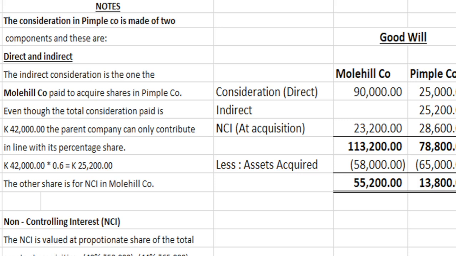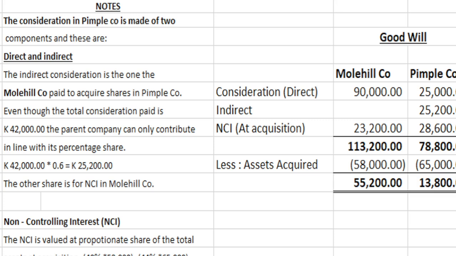Remember, the goodwill figure and the NCI figure in the consolidated statement of financial position should only appear as individual figures, not two figures, but individual figures. This means you're going to have one figure for NCI for both companies and one figure for goodwill for both companies. So these two figures you have to add up, and when you add these two, you are getting 69,000 kwacha.